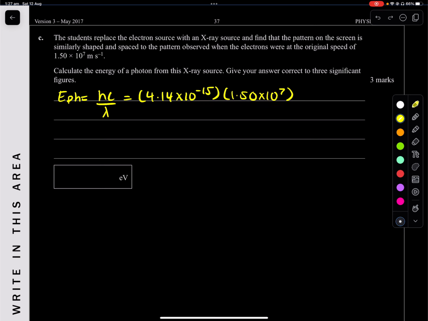The students replace the electron with this and find the pattern of the stream. So just the speed is c, by the way, because it's photons. They're not actually electrons.